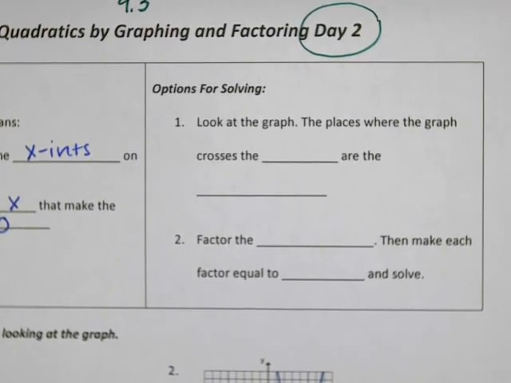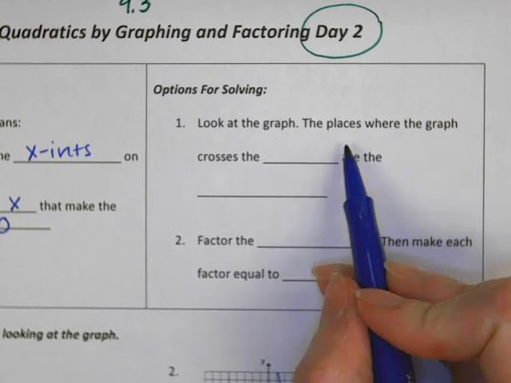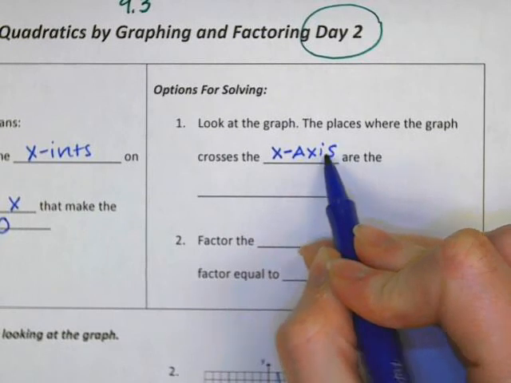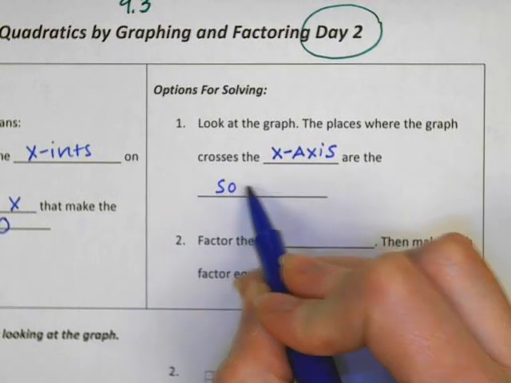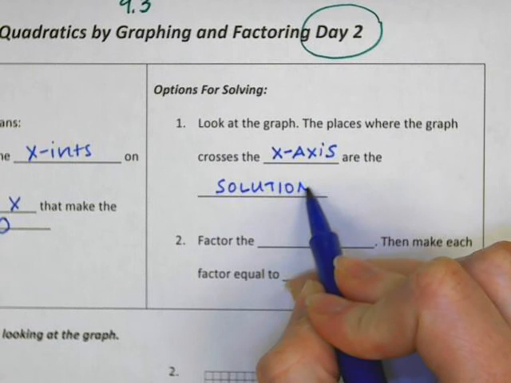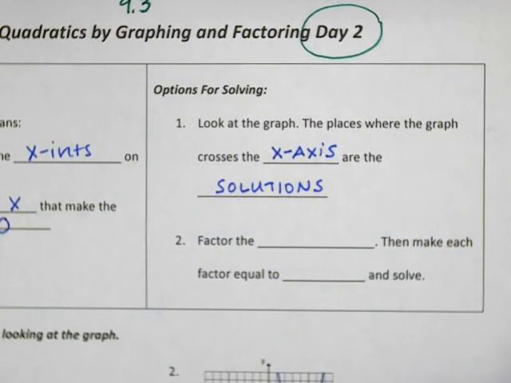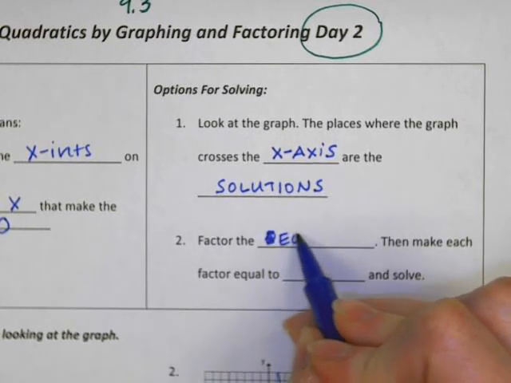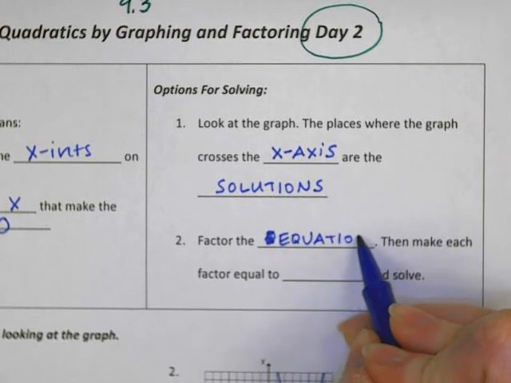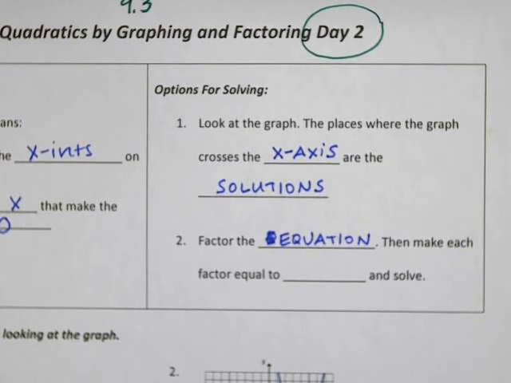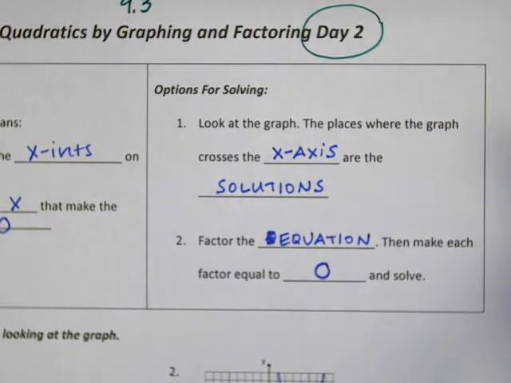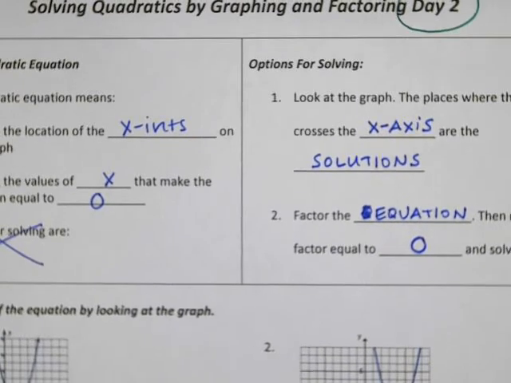First way is to just look at the graph. And the places where the graph crosses the x-axis are called the solutions. Another way to solve a quadratic if you do not have a graph is to factor. And we'll say factor the equation. Then make each factor equal to 0 and solve. And down below we are going to practice both of these methods.